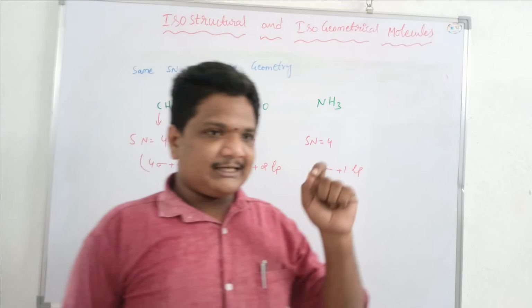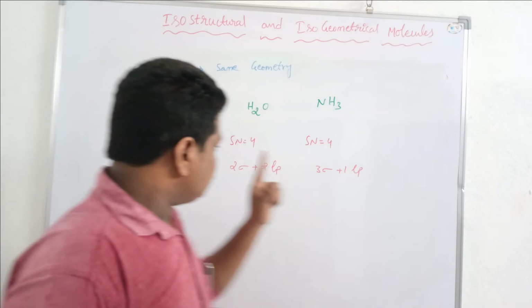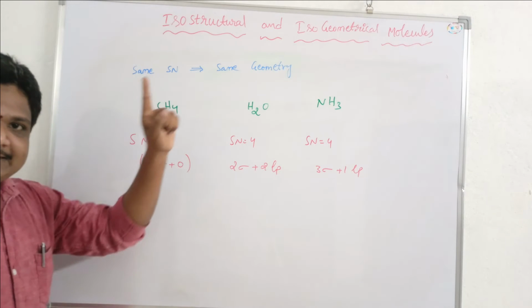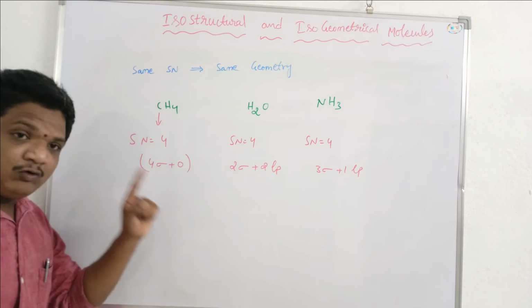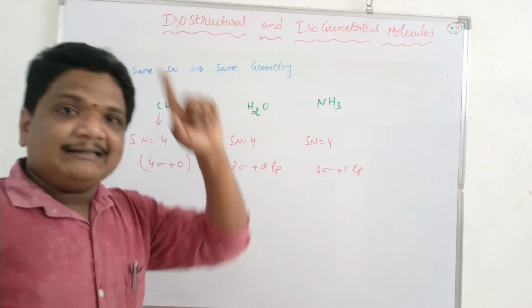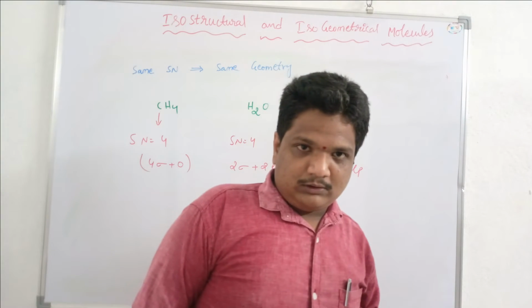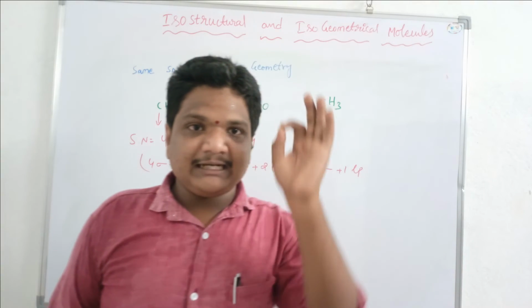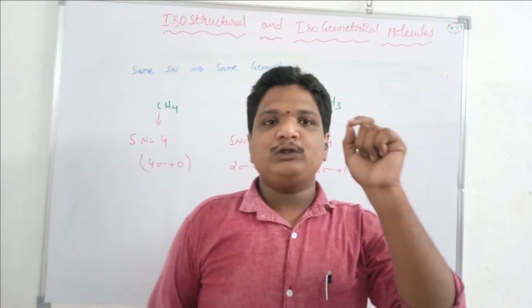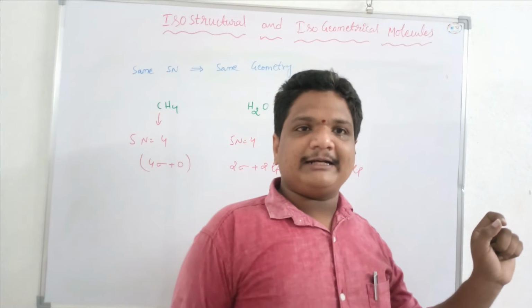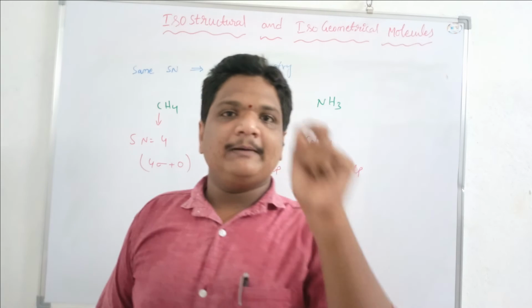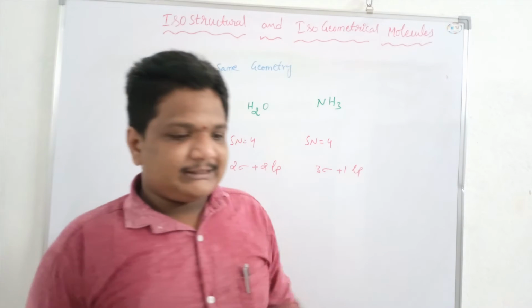So this is one of the statements from this. Here the steric number is the same, but the number of lone pairs is different. This number of lone pairs will decide the structure of the molecule. That's why this steric number will help only to determine the electronic geometry, but it does not determine the shape of the molecule.